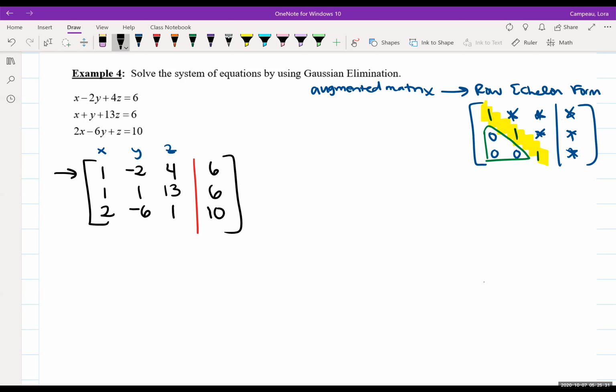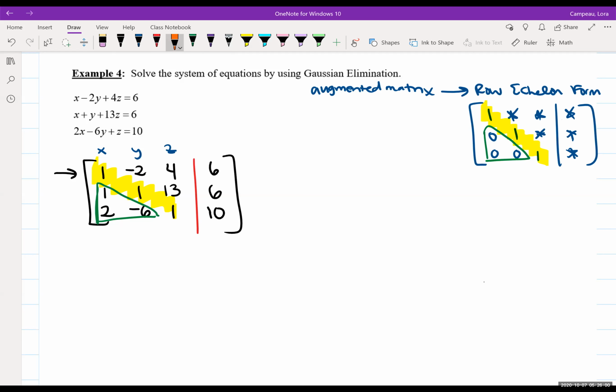So notice with this augmented matrix for our system, we're kind of quite lucky. We do see that we do have a diagonal of ones. And our goal would be to try to make sure, how do we get this to happen? How can we get this lower left triangle of zeros? Well, we can do this using row operations by hand.